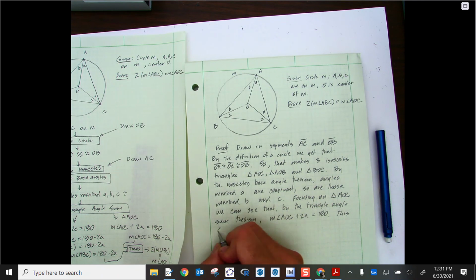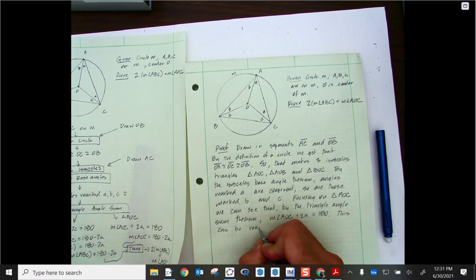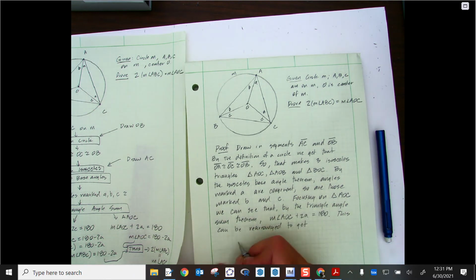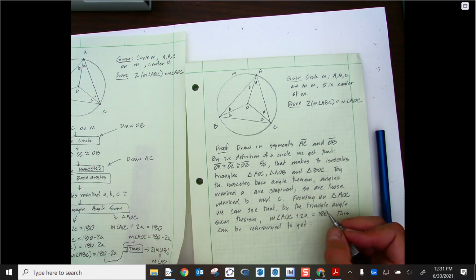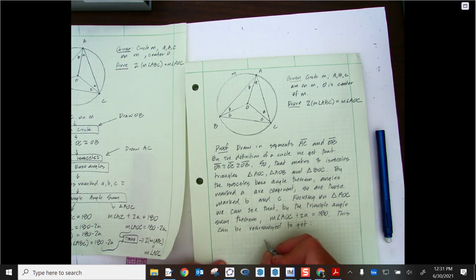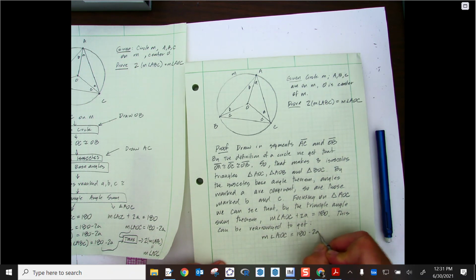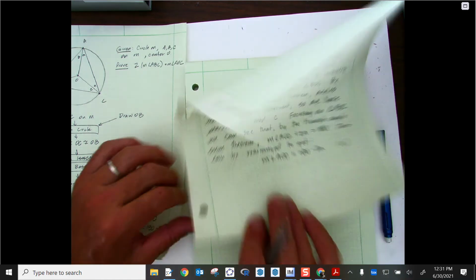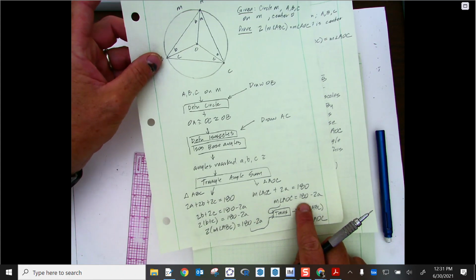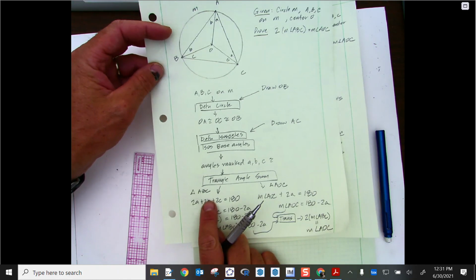This can be rearranged to get, and this is kind of important, right? The first piece that we want is AOC equal to 180 minus 2A. So I'm going to actually highlight that as the measure of angle AOC is equal to 180 minus 2A. And then I'm going to give it a name. I'll call it equation 1, because I'm going to sort of shift now. I've got the first piece I need, AOC equals 180 minus 2A. Now I got to go over here and do this one.